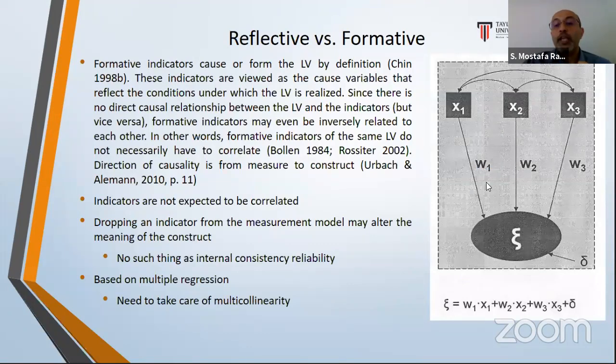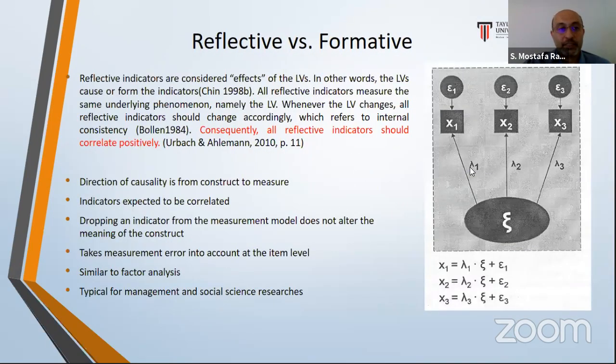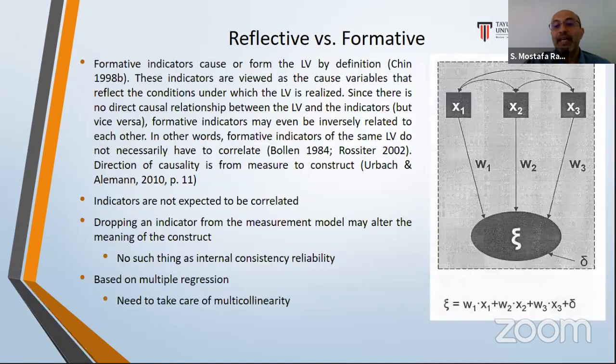So here we have weight, not loading like in a reflective construct. And actually, the error term in a reflective construct represents a missing observed item needed to establish the latent variable. And we need to calculate these missing items. Convergent validity and external validity of a formative construct actually refer to calculating these missing items.